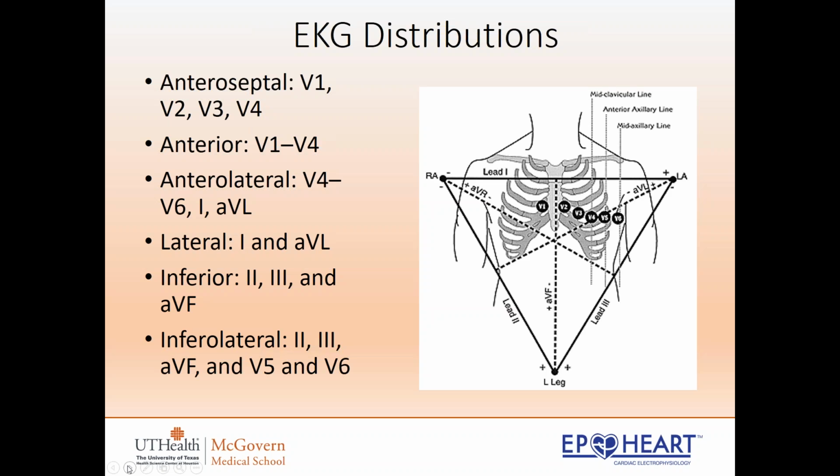And then if we add V5 and V6 to that, then we're looking at the inferior plus the lateral side. So having a good understanding of Einthoven's triangle and the directionality of the vectors gives us an idea of where those arrhythmias are coming from. And this is basically what EP is all about. We're just taking the EKG and looking at the surface, and then we go from here and actually go inside the heart.